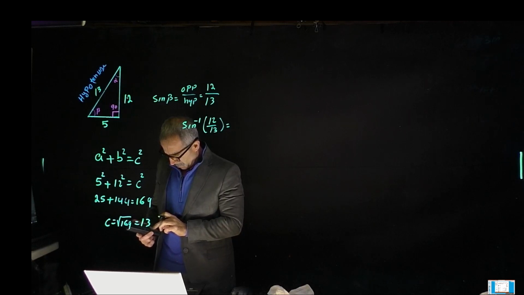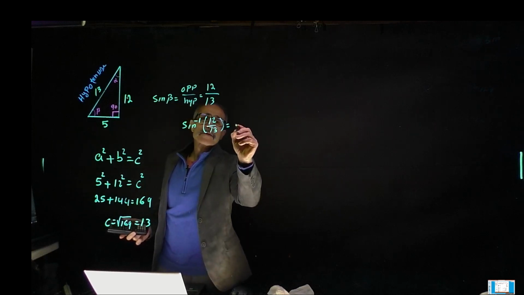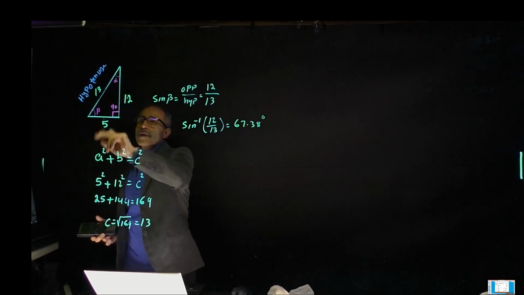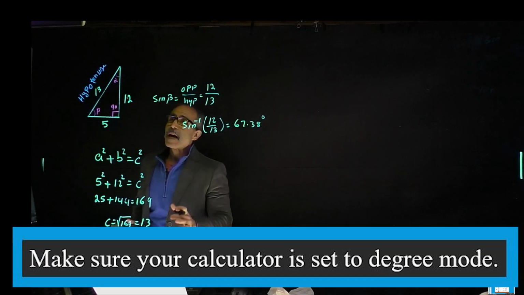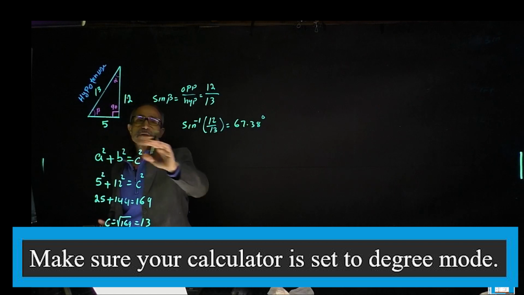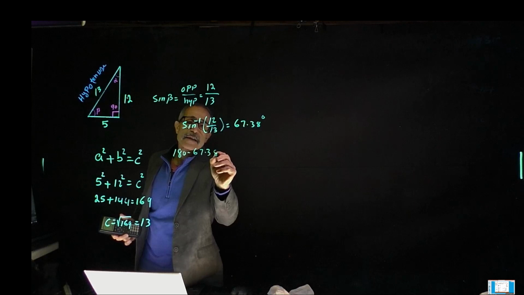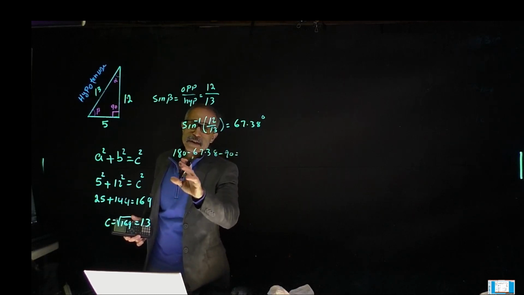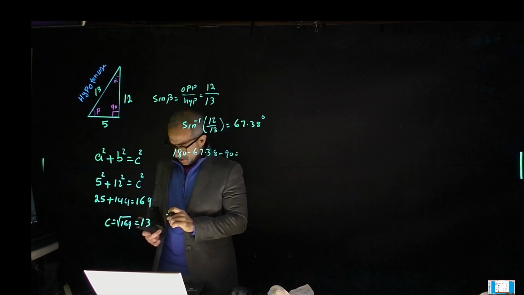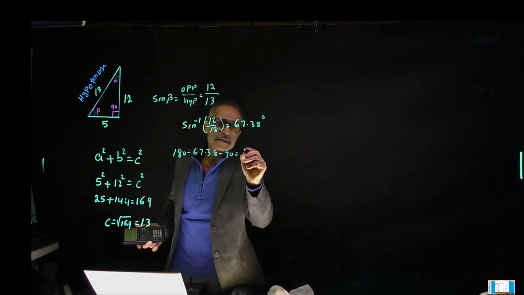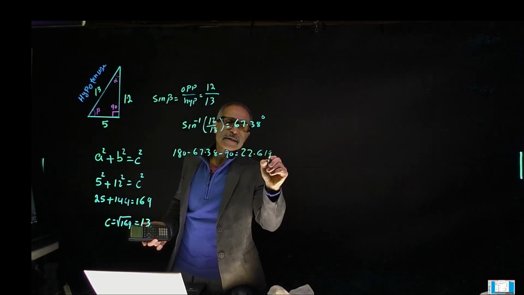Divided by 13, it tells me it's going to be 67.38. So that is 67.38 degrees. All right, so now we know that, I can find alpha easily. All I have to say is alpha equals 180 minus 67.38 minus 90. Or I could just say 90 minus that, which will be the same thing. So that number minus 90 should give me 22.6, 22.619. Let's see if we got that right.